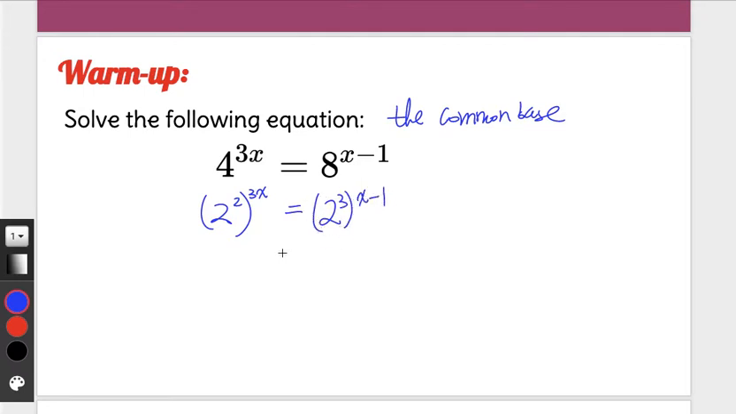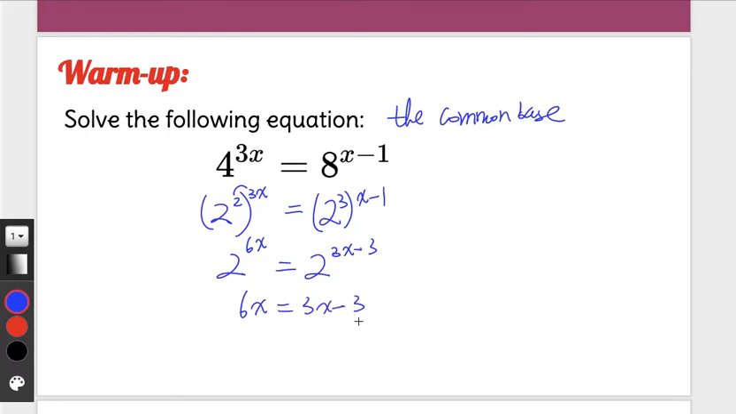So the next part is very straightforward. I'm going to take out the parentheses, and do not forget, when we deal with power of a power, we are going to multiply these two exponents. So the first one is going to be 6x. And when you multiply these two, do not forget this 3 times x minus 1 together. So it's actually 3 times x, 3 times 1.